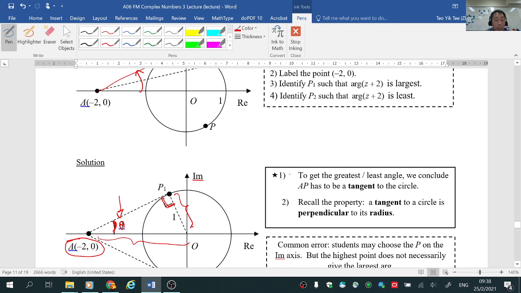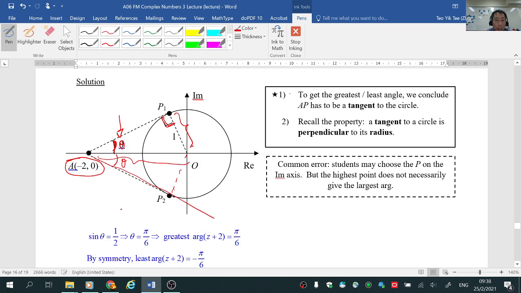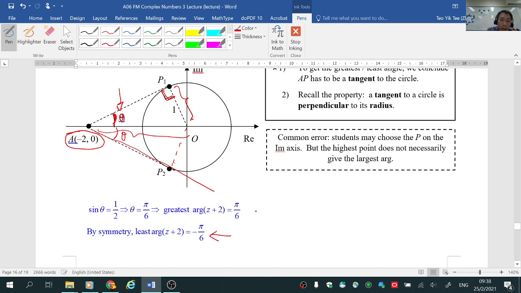Similarly, what is the smallest possible? The smallest possible is actually from here, because it's a negative angle, negative argument. Same thing, these two are symmetrical. This theta is equal to this theta. So if I can find the biggest angle using geometry, I can get the other angle to be negative pi over 6 as well.